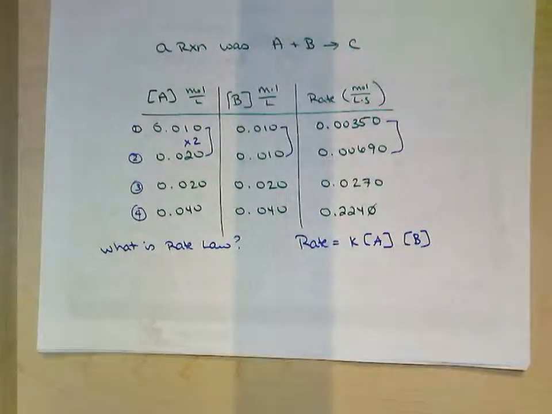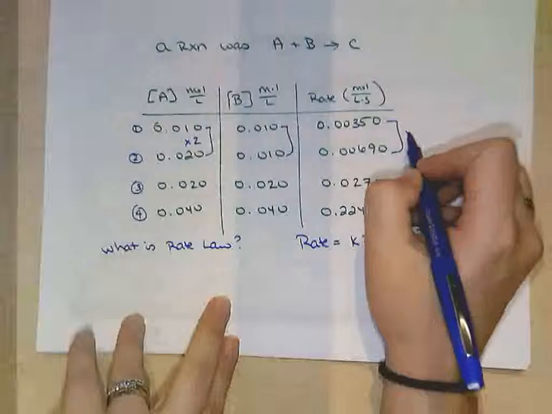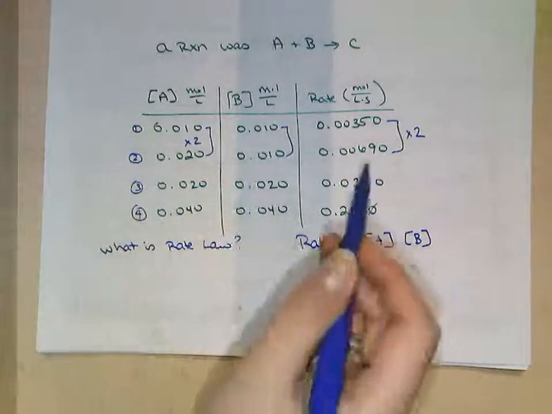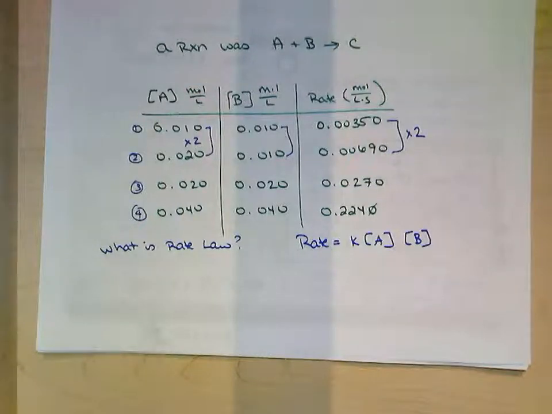What happened to my rate? Pretty close to doubles, right? So it doesn't matter. Yeah, experimental data is going to be a little funky, so it's going to be a nearest whole number, either double, triple, whatever. Okay. All right, so if the concentration doubled and my rate doubled, what order is that? First order, okay.